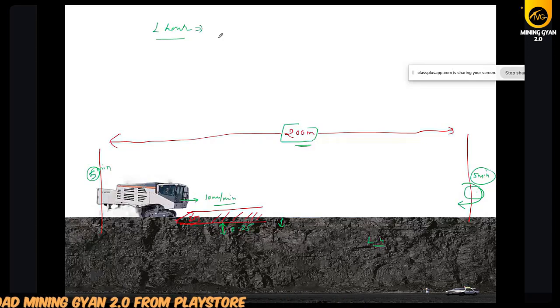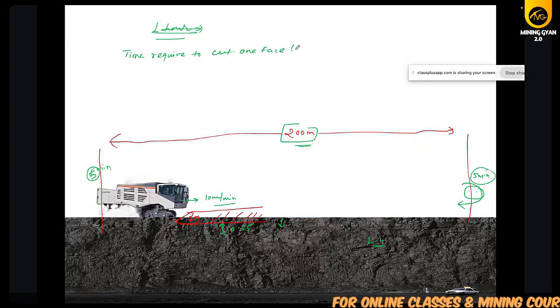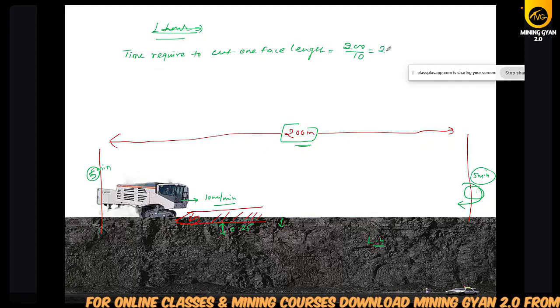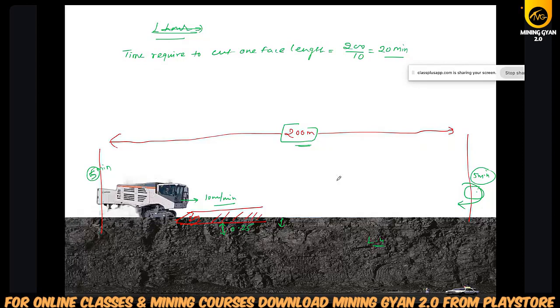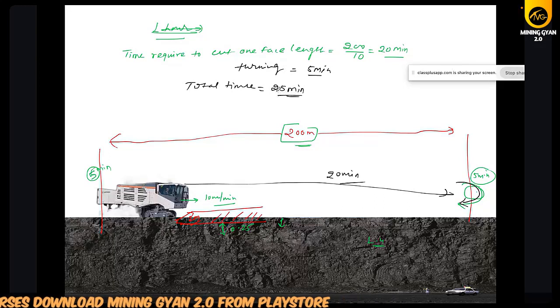So first we started to complete this 200 meter length. How many minutes will it take? So the time required to cut one face length will be 200 divided by 10, because 10 is its speed, so 20 minutes it will take. Okay, so from this point to this point it will take 20 minutes. Then it will take 5 minutes for turning, so the total time is 25 minutes for one cutting. You can take that to cut one face, it will take 25 minutes.